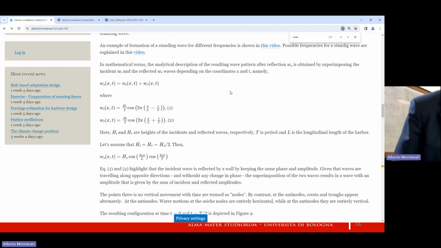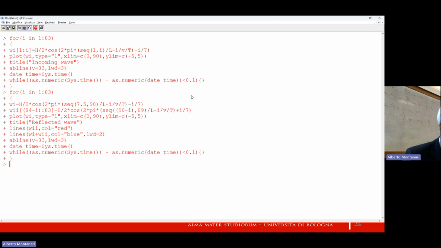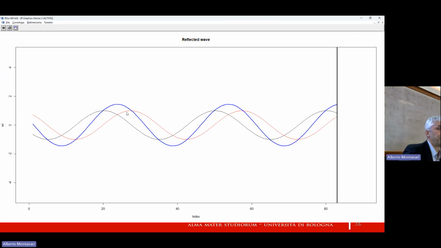I need to check because I did this code one year ago. In the R code, you see that at the end of the simulation, we get a node here at the mouse, which is fine, and an anti-node here, because the reflected wave starts later. This is why this should be adapted.